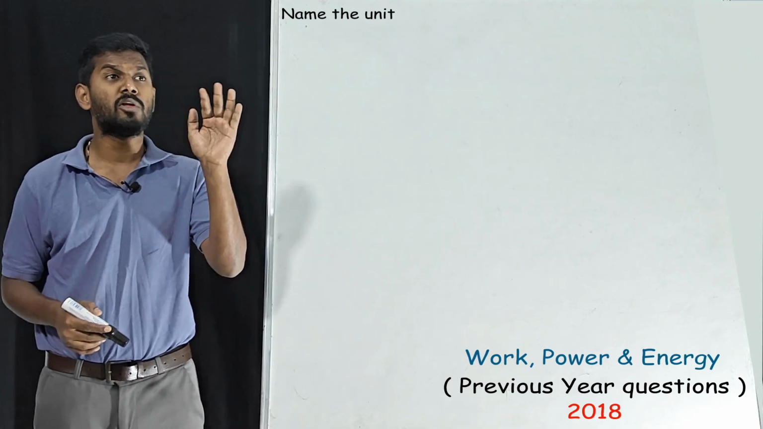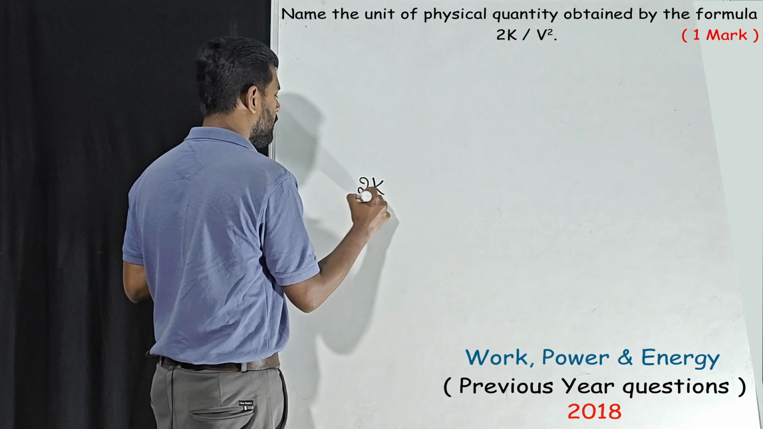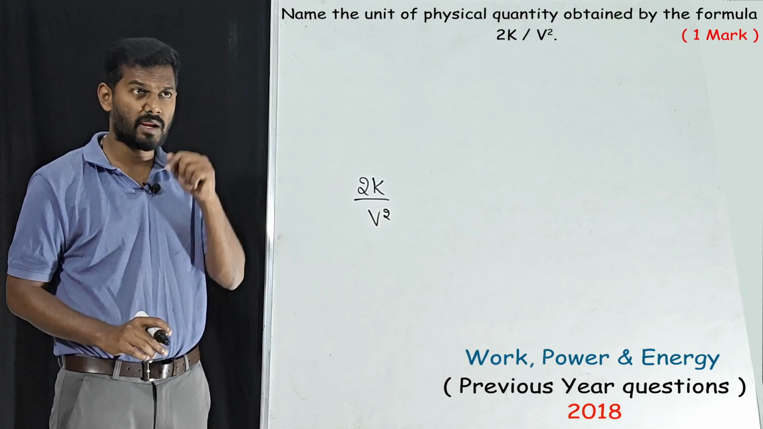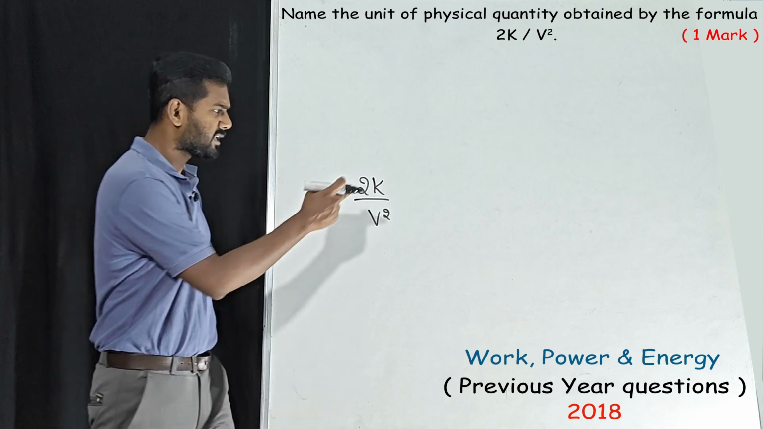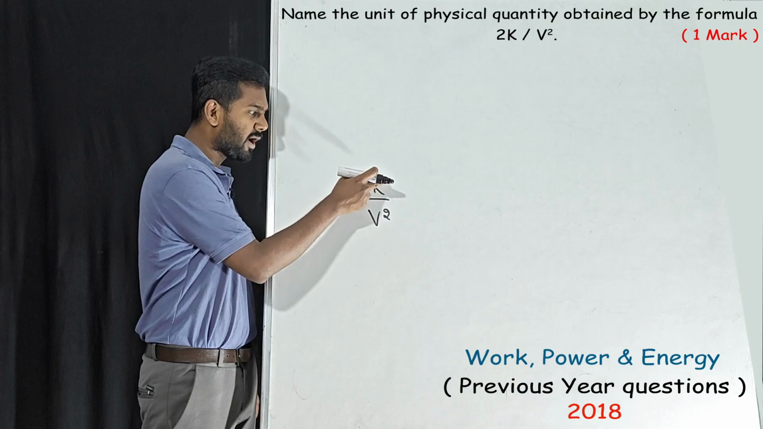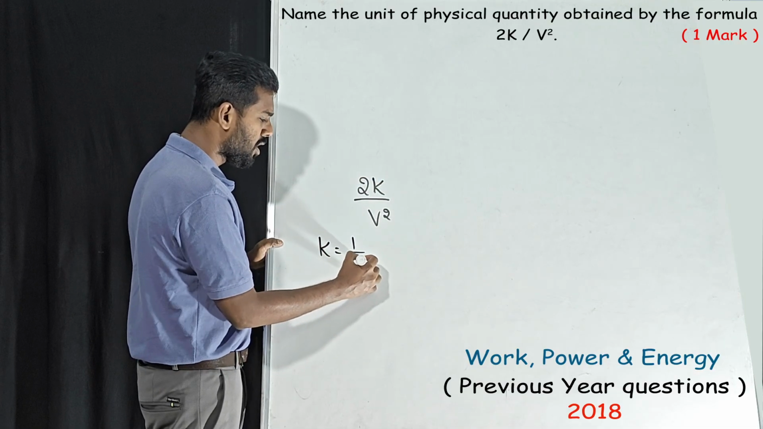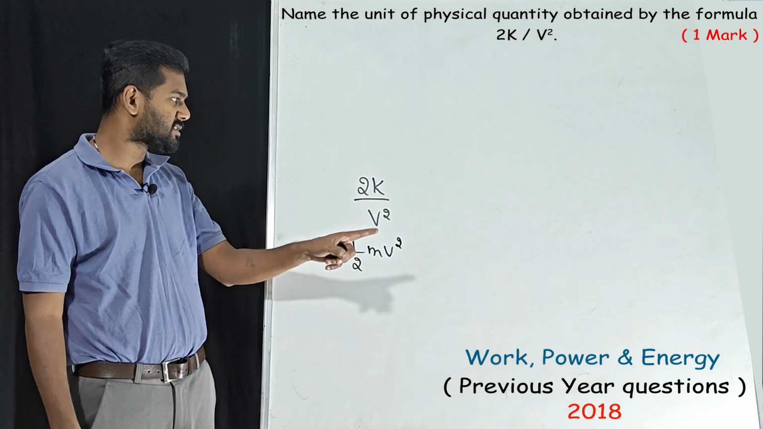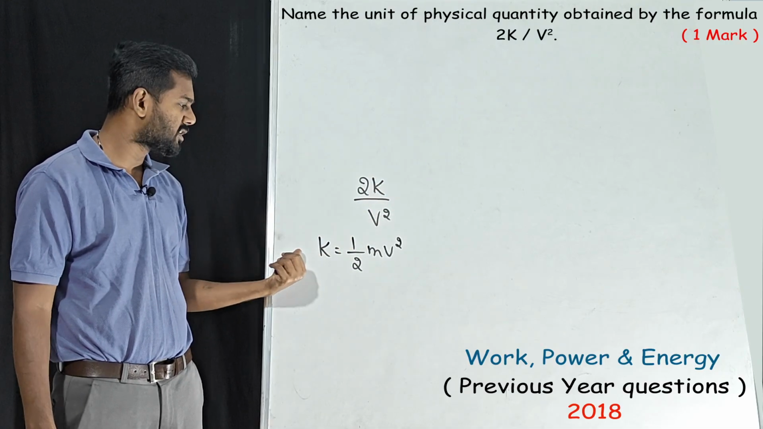Our next question: name the unit of the physical quantity obtained by the formula 2K by v square. See, this formula they have given. We have to get the physical quantity, correct? No, we have to get the unit of that physical quantity. What is K? K represents kinetic energy. V represents velocity. So it is related to kinetic energy and velocity. What is the formula for kinetic energy? Kinetic energy is equal to half mv square. This is how you are going to get the answers. First you need to understand what it is related to: kinetic energy and velocity, which are related using the kinetic energy formula.